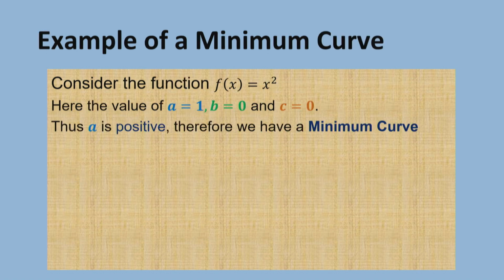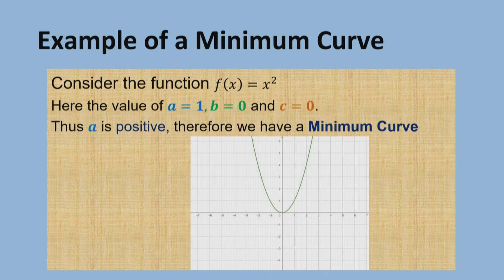Let's see an example. Consider the function f(x) = x². The value of a here is 1, b equals 0 and c equals 0. Therefore, since a equals 1, we say that a is positive. That's right. So if a is positive, we have a minimum curve. As you can see, it is the U shape. That's the graph of y = x², and here is the minimum value.